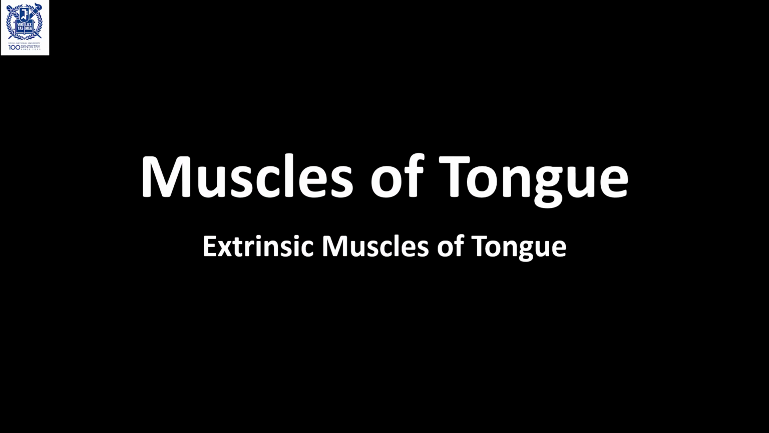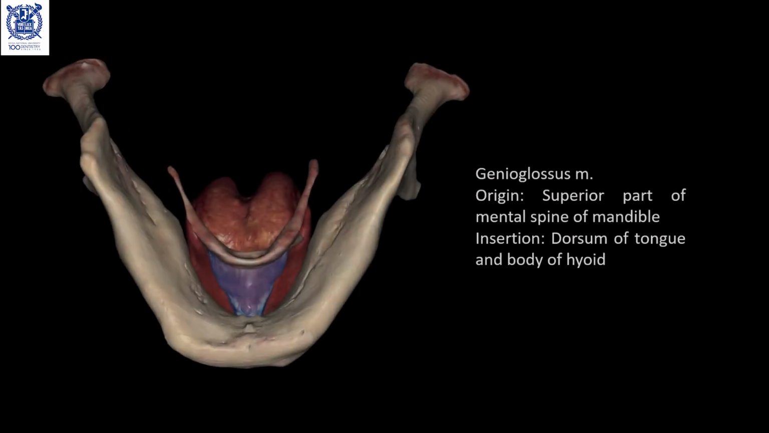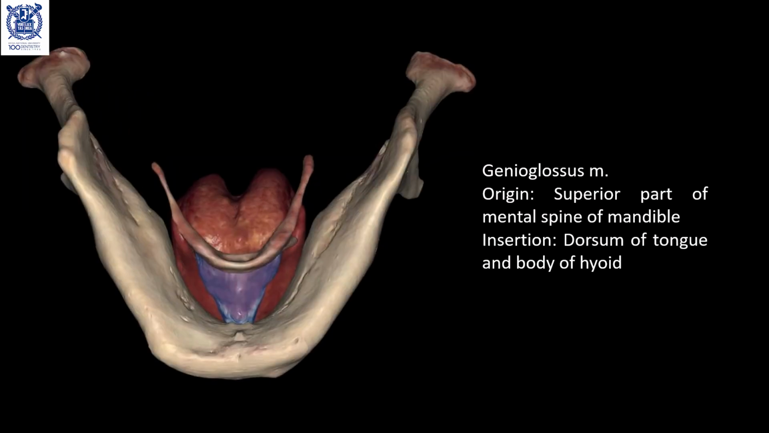Moving on to the muscles of the tongue. First, we will talk about the extrinsic muscles of the tongue. Genioglossus. The genioglossus is one of the paired extrinsic muscles of the tongue. It is the major muscle responsible for protruding or sticking out the tongue.